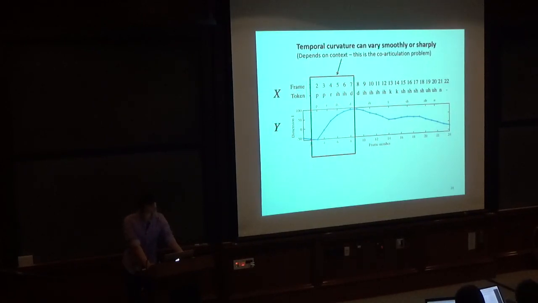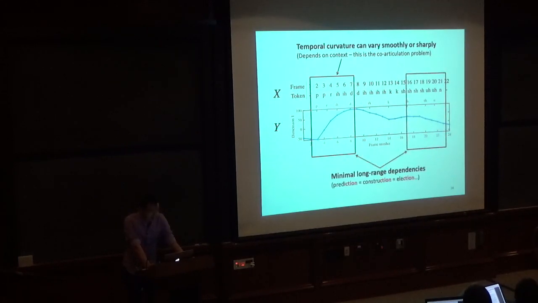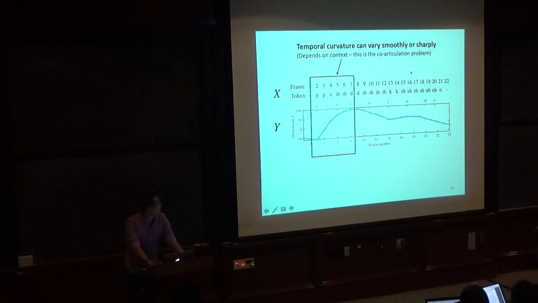In a local window, there's a highly complex relationship between the input phonetics and the output animation. This is also known as the co-articulation problem. So the way you pronounce the R sound or the is sound depends on the local context in terms of the way your mouth is shaped.